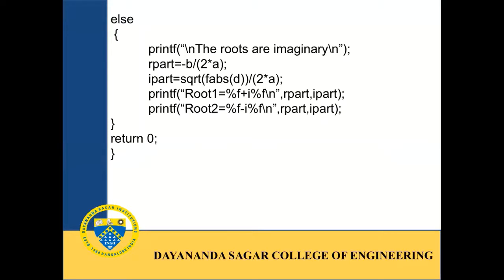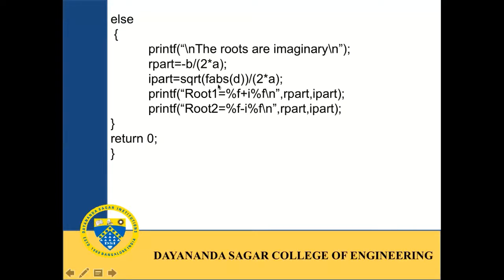So if d is a negative value, we get the imaginary roots. So our imaginary numbers will be of the form a plus ib, right? Where a is the real part, b is the imaginary part. So to calculate that, here we are calculating r part and I part instead of directly calculating r1 and r2. So r part will be minus b by 2a, I part will be square root of d divided by 2a.